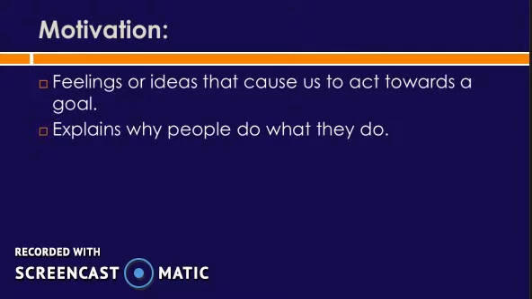When we talk about motivation, we're talking about feelings or ideas that cause us to act towards a goal. It helps us explain why people do what they do. If you literally think about anything we are doing, we are motivated by something. When I think about the fact that I'm sitting in front of my computer talking to myself, basically to give you guys these notes, why am I doing that? What's my motivation? Well, my motivation is a lot.